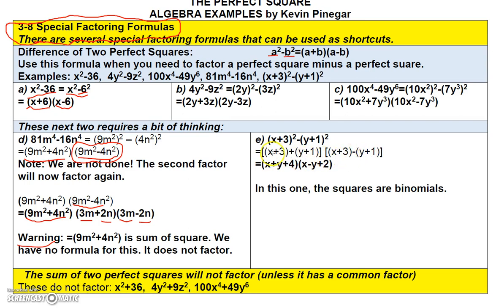Now all I did here was just simplify this. This is going to be x plus y, and then 3 plus 1 is 4. So that first factor becomes x plus y plus 4. And then this one becomes x minus y, and then 3 minus 1 is 2. So this becomes x minus y plus 2. So in this one, and in this one, the squares up here were actually binomials that were squared.